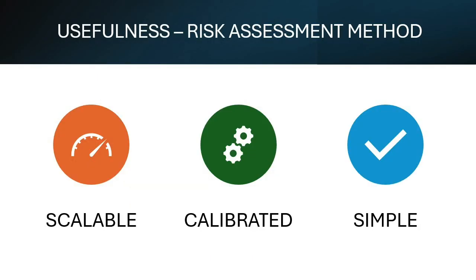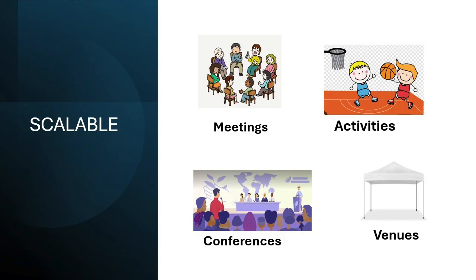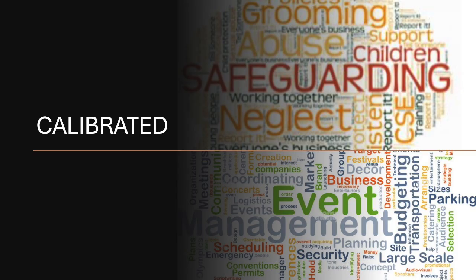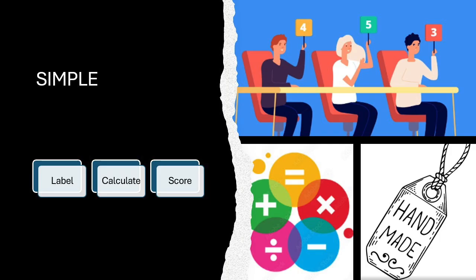Lastly, just a final commentary. This risk assessment method is scalable and it can be calibrated and is comparatively simple to teach and to apply. This risk assessment method can be applied to scale. It can be applied to games and activities, venues and catering, meetings and conferences. Like I said, it can be calibrated or adjusted to emphasize weighting of some risk over others. And this risk assessment method has comparatively simple concepts, calculations, and straightforward full cycle processes.